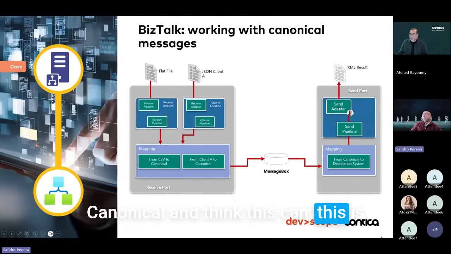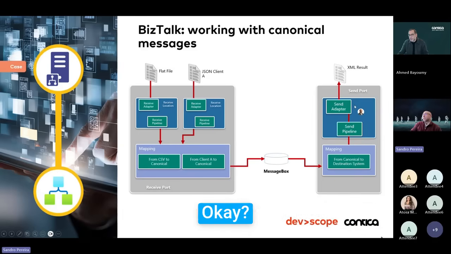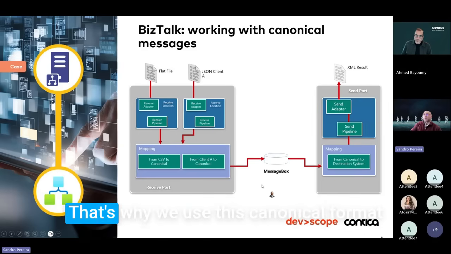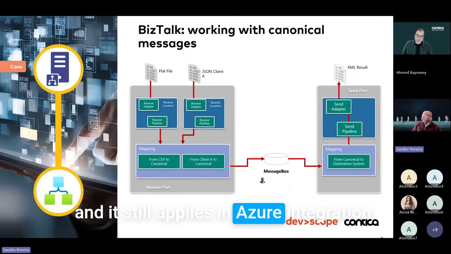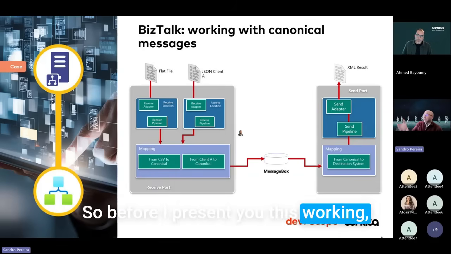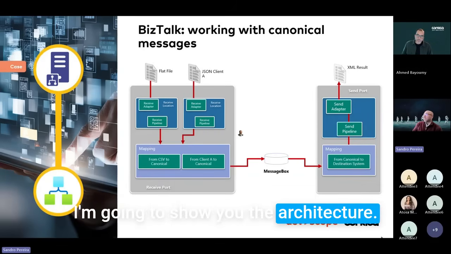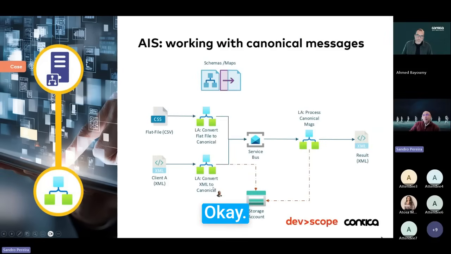And think of this as a simple send port, but this can be an orchestration with too much logic. Okay, I don't want to repeat this logic over and over again. That's why we use this canonical format, which is a well-known pattern in BizTalk, and it still applies in Azure integration. Okay. So before I present this working, I'm going to show you the architecture, the solution in a diagram, okay?